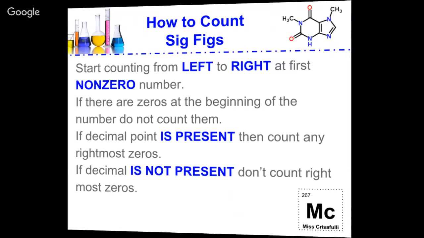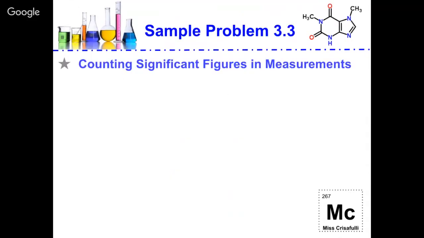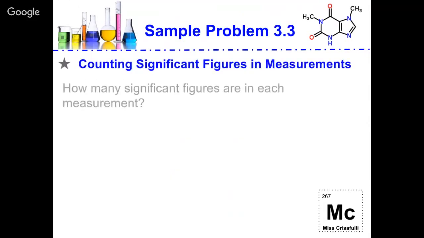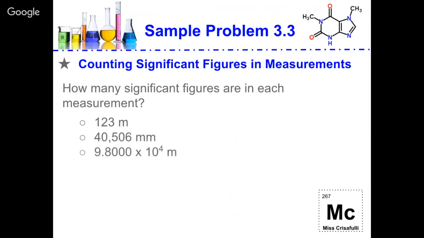So let's look at sample problem 3.3, counting significant figures in measurements. How many significant figures are in each of these measurements? 123 meters, 4,506 millimeters, 9.8000 times 10 to the 4th meters, 22 meter sticks, 0.07080 meters, and 98,000 meters.